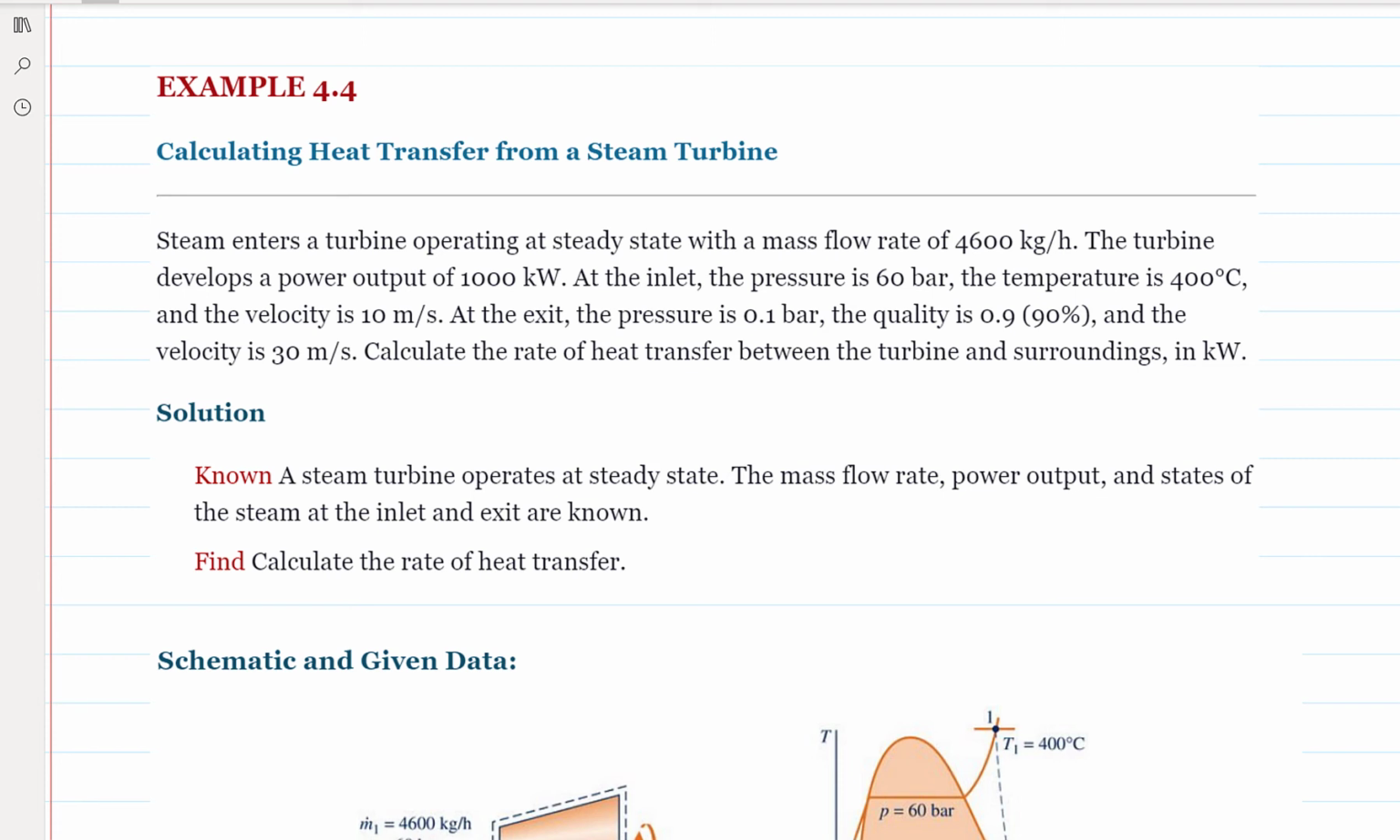And the velocity is 30 meters per second. So pressure and the quality is given at the exit, so we can also fix the state. It's a saturated liquid vapor mixture since quality is given. Calculate the rate of heat transfer between the turbine and surrounding in kilowatt.